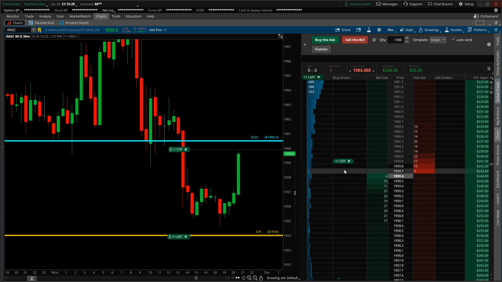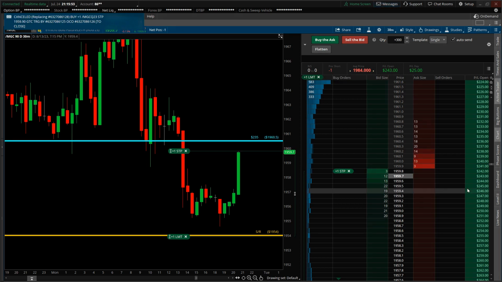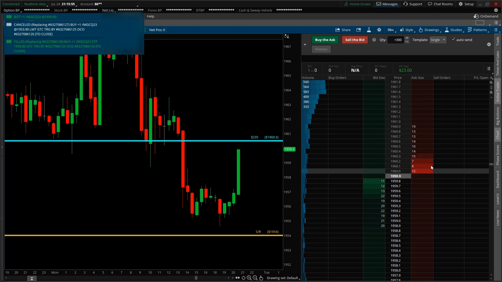So I'm thinking about moving this down, but if I do that, I could get caught and price skips over me. Let me see if I can do that now. So I moved it to 242. So there it is. I'm out of trade.